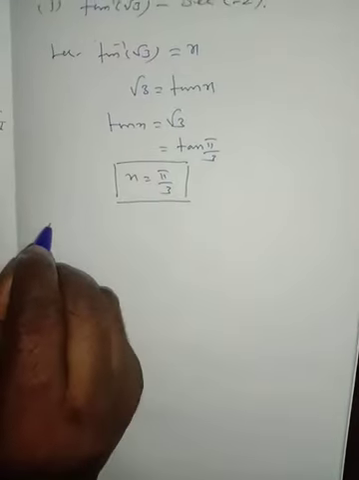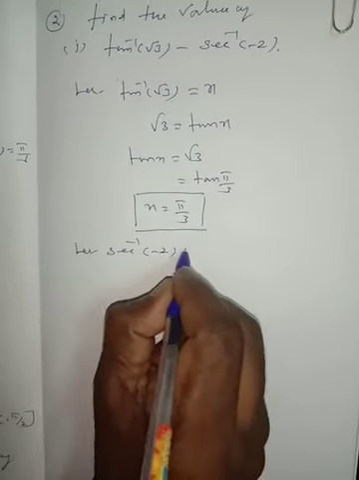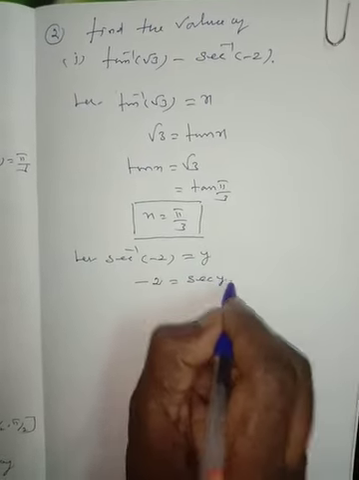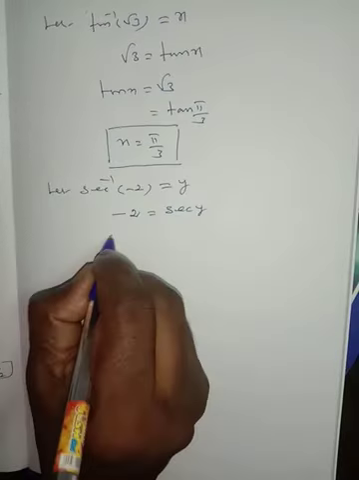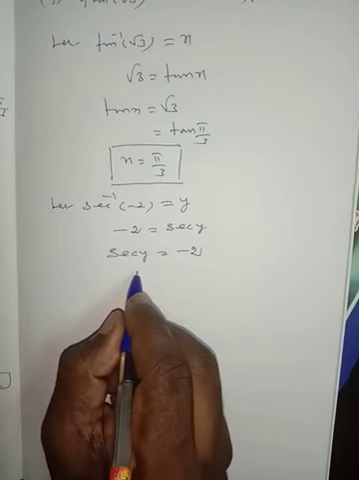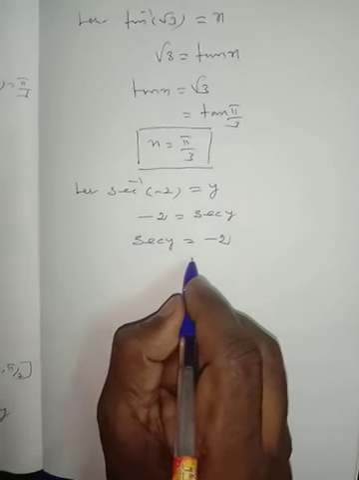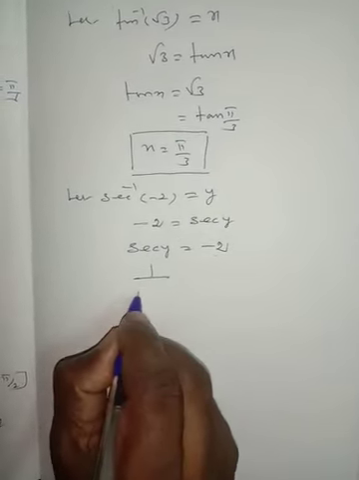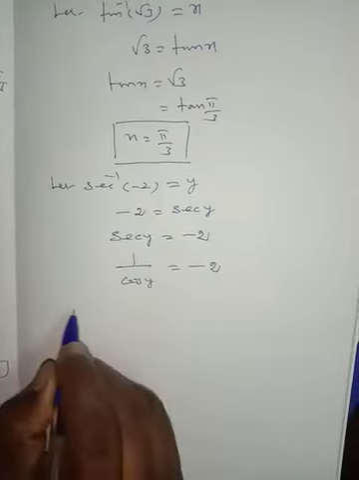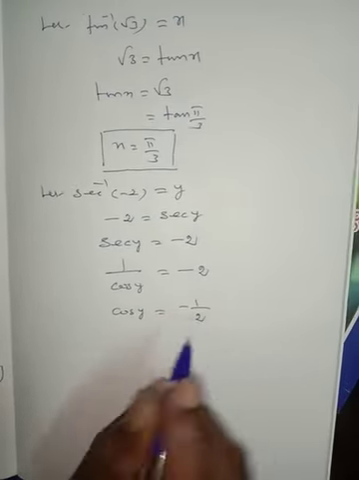Next, let secant inverse of minus 2 is equal to y. Minus 2 is equal to secant y. Secant y is equal to minus 2. In terms of cos, secant is 1 by cos y. Cos y is equal to minus 2. Taking reciprocal, cos y is equal to minus 1 divided by 2.